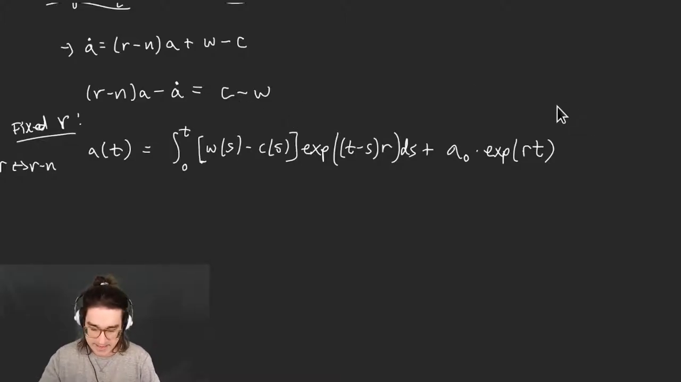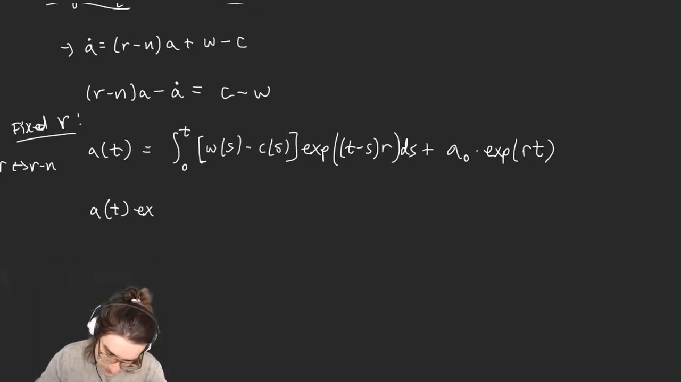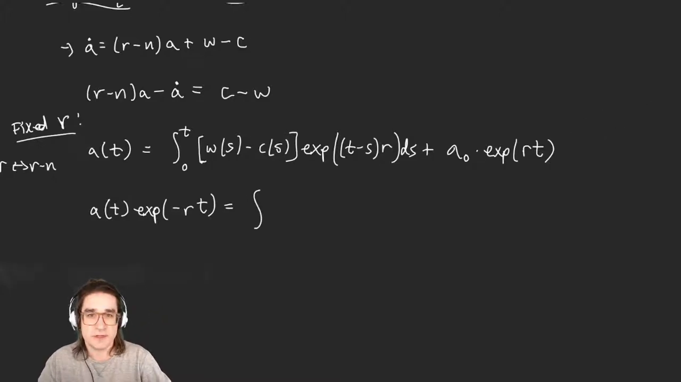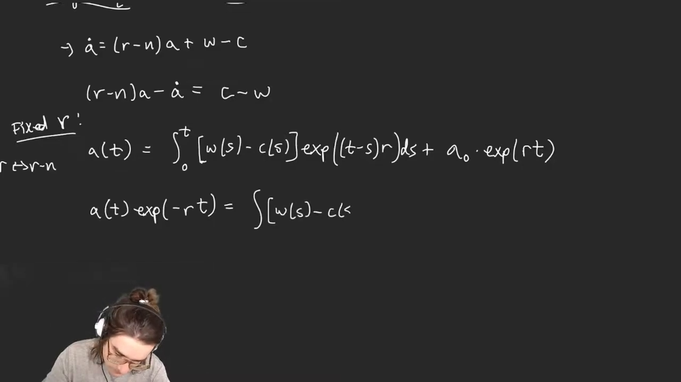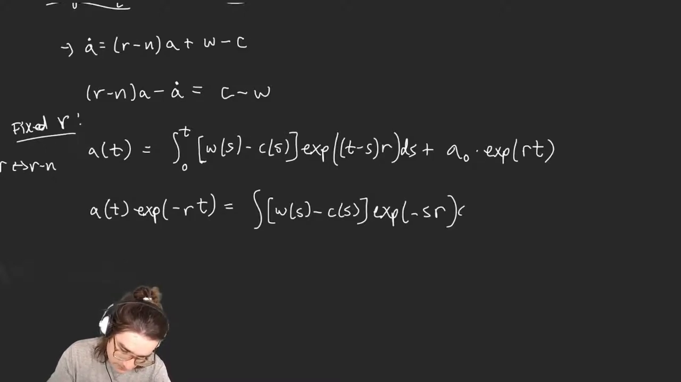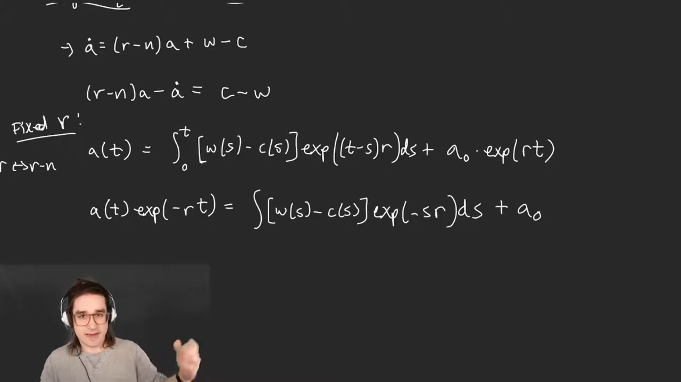The way we can think about that is take this equation and divide both sides by e to the minus rt. Each of these terms on the right has an e to the rt, and it can be factored out, because remember this t is not s. The s is stuck inside the integral, and we can factor the t out. So that's going to cancel, and this is just going to be e to the minus s r ds plus A zero. That's what we get when we factor out that e to the rt and move it to the other side.